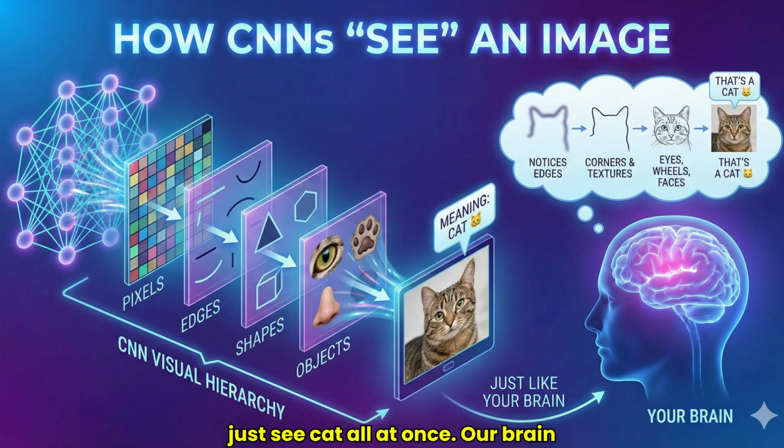See, we don't just see cat all at once. Our brain builds it up, right? It sees edges, then textures, then maybe an eye or a whisker, and then it puts it all together. Well, a CNN does something spookily similar. It starts with the raw pixels and, piece by piece, assembles them into something that has actual meaning.